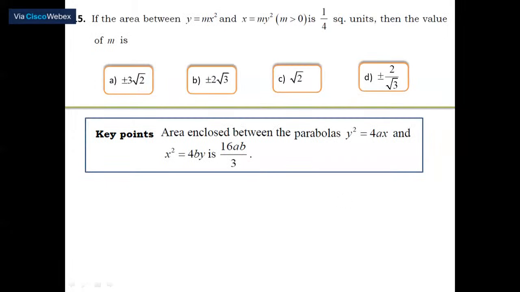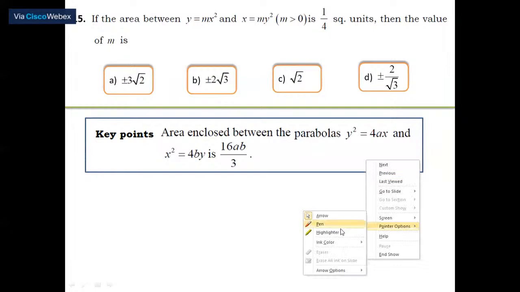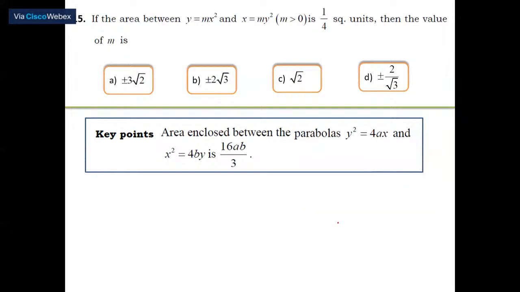Fine. And here the equations we have are, it is my square is equal to x, or we can consider this as y square is equal to 1 by m into x. So in place of this 4a, here we have it as 1 by m. So a is nothing but 1 by 4m.